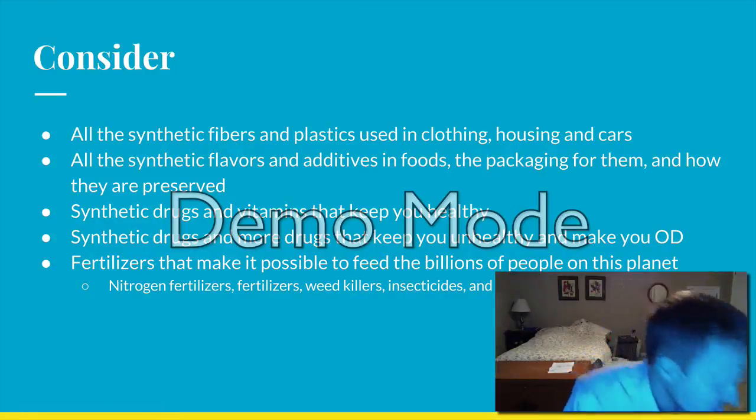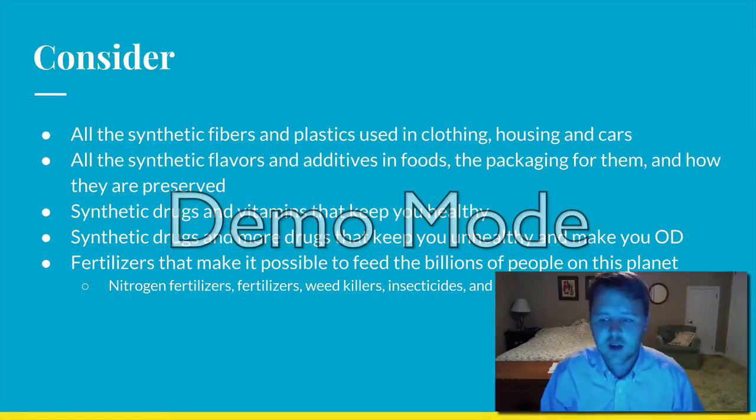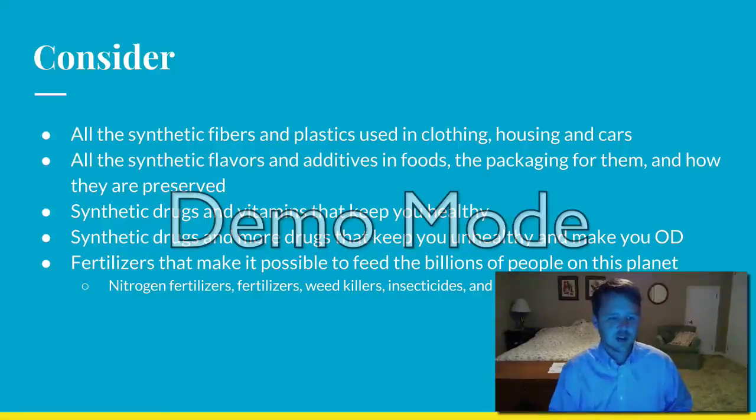So just consider for a second that all the synthetic fibers and plastics used in clothing, housing, and cars are enhanced or helped made through chemical reactions. All synthetic flavors and additives in foods, the packaging for them and how they're preserved are controlled through chemical change. Synthetic drugs and vitamins that keep you healthy, and more drugs that keep you unhealthy and make you overdose.